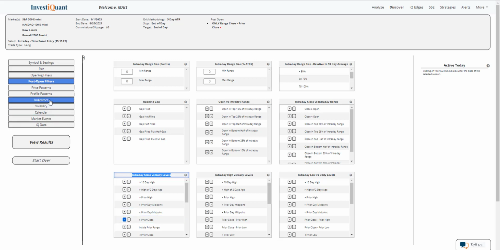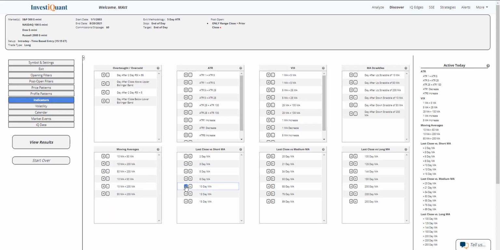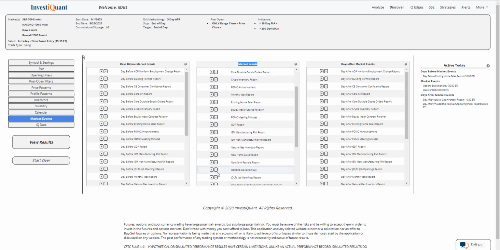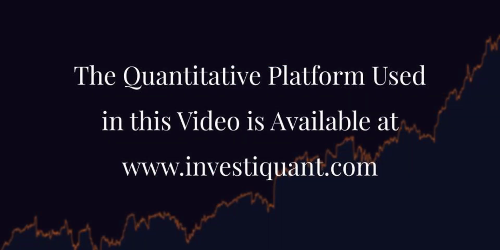Next, I'm going to put us in a similar market environment. We are in a weak bull market environment here, below a 10 but above a 200-day simple moving average. Lastly, I'm going to head down to the market events library, and I'm going to say that today is options expiration day. So if I scroll down here just a little bit in the market events, I can hit equals next to options expiration day. Then I can click view results.